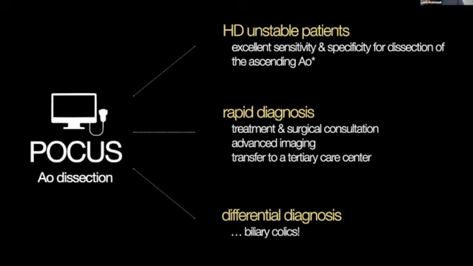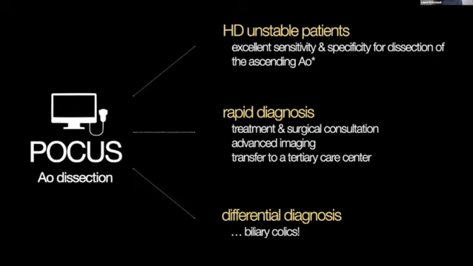So think about it for the unstable patient, but also think about it because if you do find something that suggests a dissection, you will have a rapid diagnosis, expedited treatment and surgical consultation, and you might get advanced imaging faster than you would have if you didn't use POCUS. It's also helpful for those of you who don't work in a tertiary care center, in the future or even now. When you decide whether to transfer, if I do have a dissection at the bedside, I might just decide to transfer stat instead of spending more time in my emerge trying to get a CT.